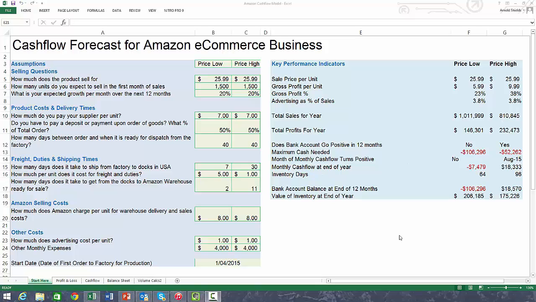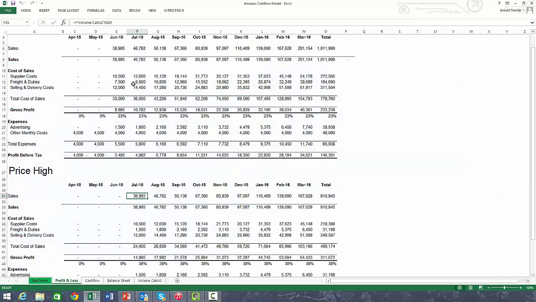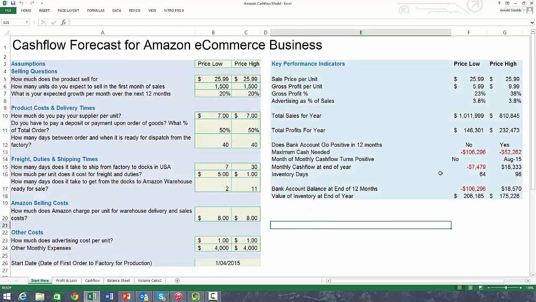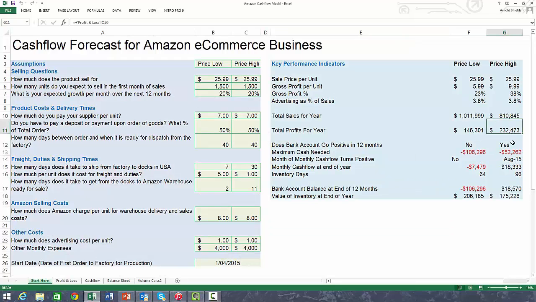We've got, okay, in this instance, slightly lower sales because it's taking longer for the first shipment to arrive. So we're not actually making a sale until July in this case, as opposed to the other ones making a sale a month earlier. The profits are significantly higher, and we've got half the level of maximum cash needed, and it's also cash flow positive. So by reducing the costs, we've actually increased our gross profit from 23% to 38%, and it's ended up being in a far more positive position in terms of the monthly cash flow.